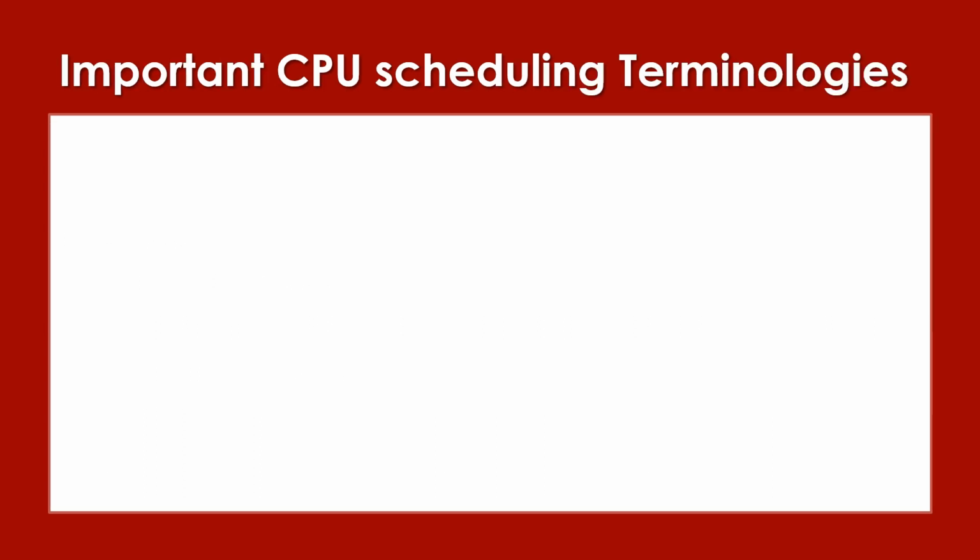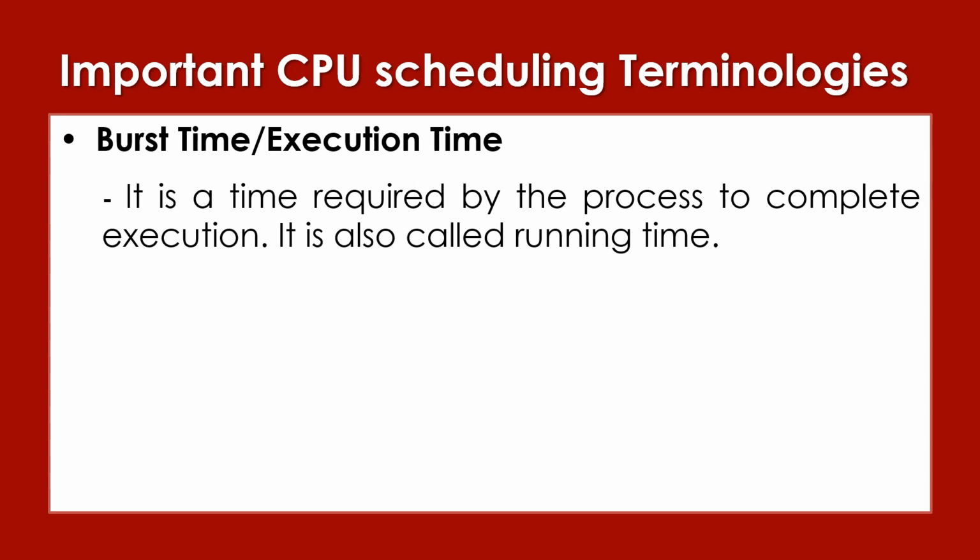So these are the important terminologies that we're going to use later on as we move on with the CPU scheduling. We have the burst time or execution time. It is the time required by the process to complete execution. It is also called runtime. So we have there the keyword execution time. So ibig sabihin guys, ito yung time na magagamit ng isang process para ma-execute siya.